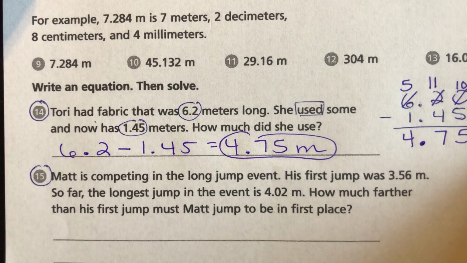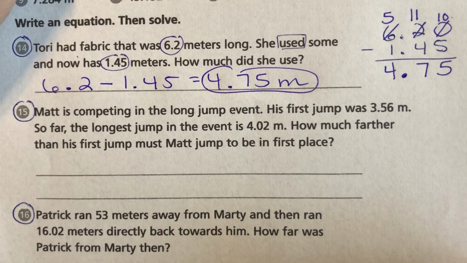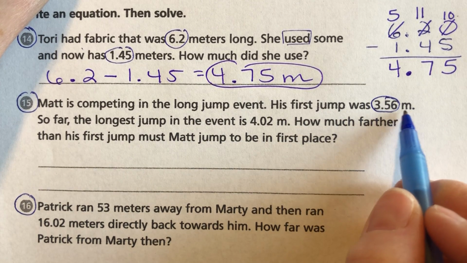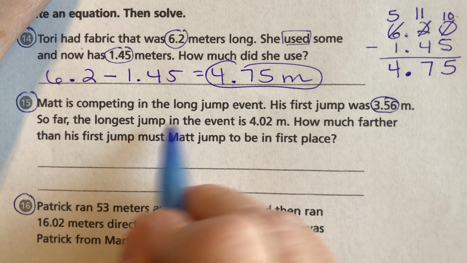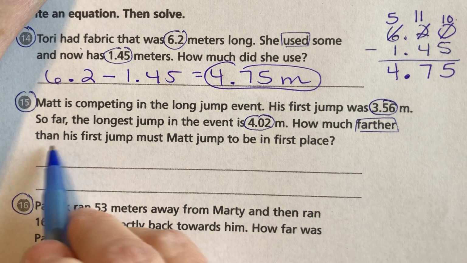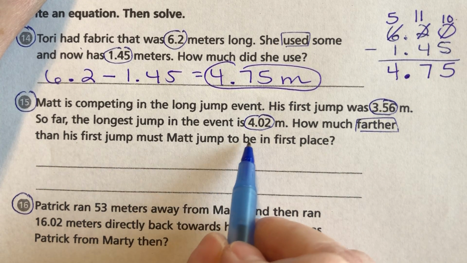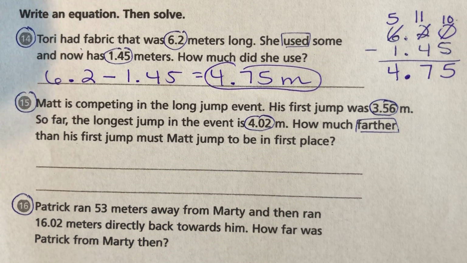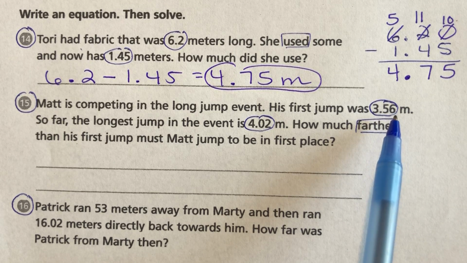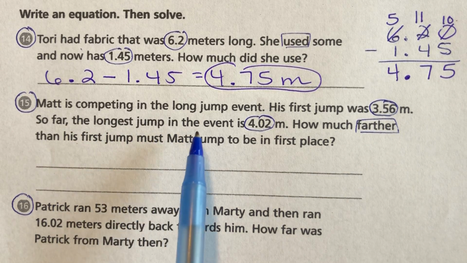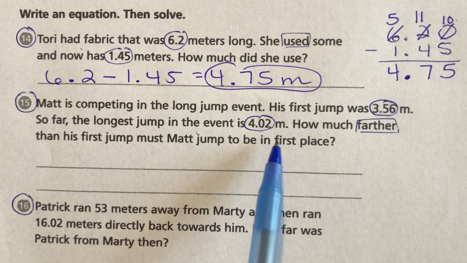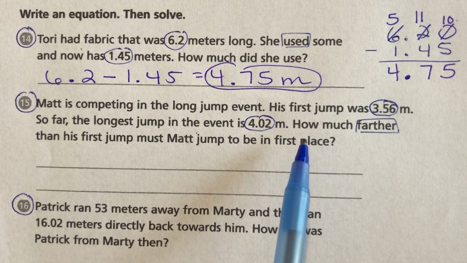Okay, number 15. Matt is competing in the long jump event. His first jump was 3 and 56/100 meters. So far, the longest jump in the event is 4 and 2/100 meters. How much farther than his first jump must Matt jump in order to be in first place? Okay, so his first jump was 3.56. So far, the longest jump is 4 and 2/100. How much farther than his first jump does he need to jump to be in first place?